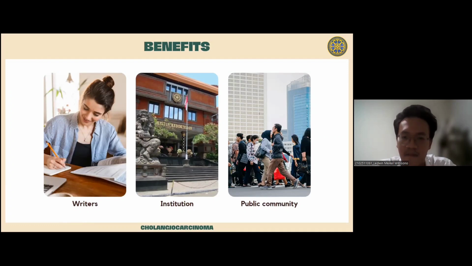And lastly, for the public community, it can be used to introduce to the public what cholangiocarcinoma is, to increase public awareness about cholangiocarcinoma, and as a guide to know more about the general knowledge about cholangiocarcinoma. That's all from me. Thank you.